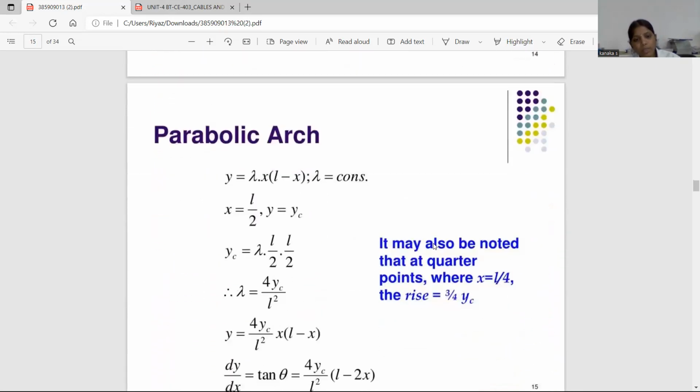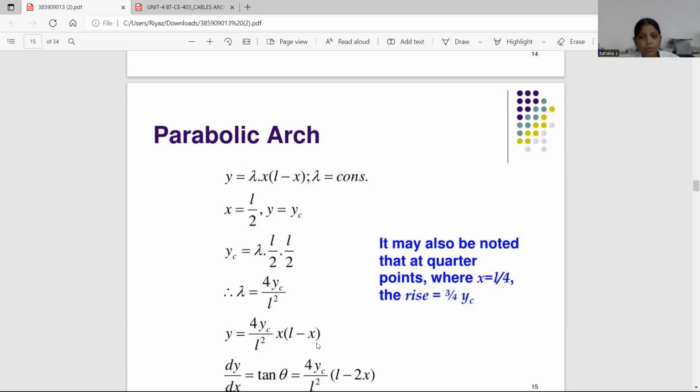So y equal to lambda x into L minus x, where lambda is a constant. At x equal to L by 2, y equal to yc. So yc equal to lambda into L by 2 into L minus L by 2, which means L by 2. So lambda equal to 4yc divided by L squared. Substituting the value of lambda, y equal to 4yc divided by L squared, x into L minus x.